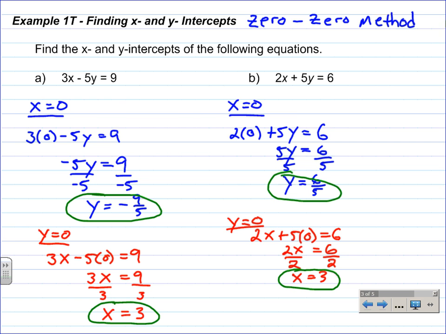To summarize what's going on here, to find x and y intercepts, you substitute 0 in for x to find the y-intercept, and substitute 0 in for y to find the x-intercept. It's really just 2 steps. Now we're going to see how we're going to use these intercepts to graph an equation.